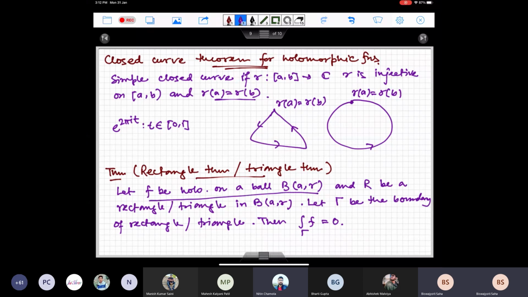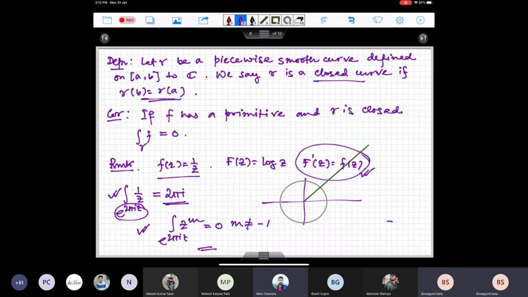For example, in the case of 1 upon z, this theorem does not apply, because 1 upon z is not holomorphic, no matter what ball you take around 0. Clearly, if I take the function 1 upon z, it is not going to be applicable. Of course, there I was integrating over a circle, but later we will see we can in fact integrate over any closed curve.